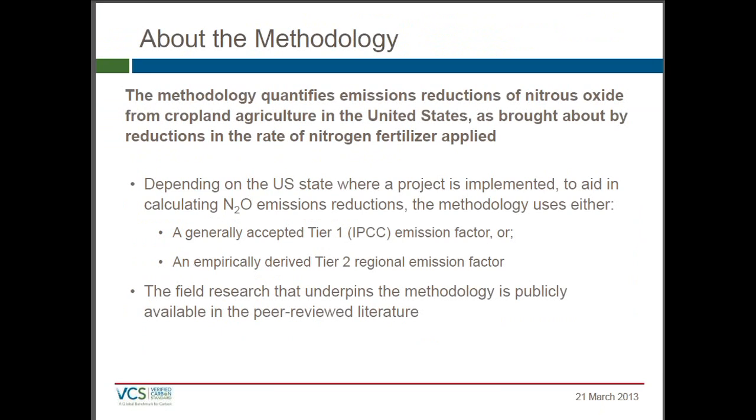This reduction in emissions, i.e. the generation of the carbon offsets, relies upon a reduction in the rate of nitrogen fertilizer applied to the cropland during the project period as compared to the baseline period. And depending on the U.S. state where the project site or sites are based, the calculations of N2O emission reductions are aided by one of two emission factors that link the rate of nitrogen fertilizer applied to cropland to subsequent emissions of nitrous oxide from the cropland. And they are a generally accepted Tier 1 emission factor, the use of the word tier is borrowed from IPCC nomenclature, or a Tier 2 regional emission factor generated from the empirical research in Michigan, which Adam has previously mentioned.